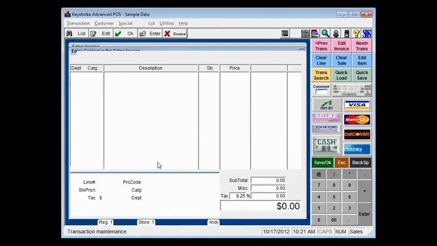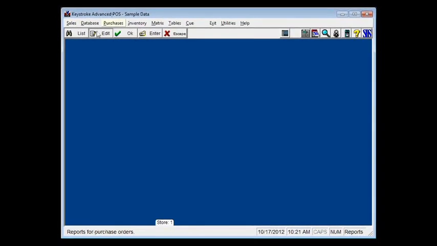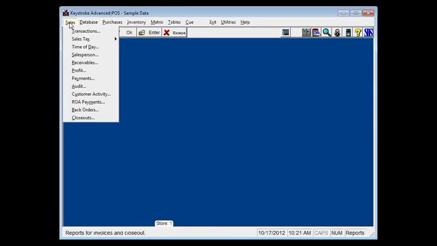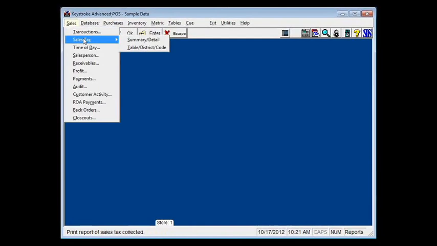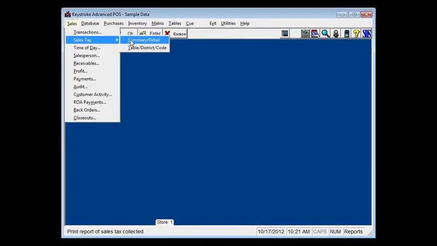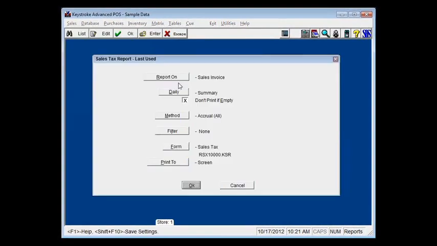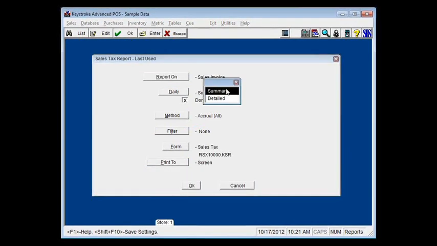Let's take a look in Report Manager now at how you can report on your sales tax. There are 2 basic ways. You can just do summary detail if all you need is your bottom dollar line of what you collected in sales tax, and you have just one of those and you remit it to the same place all the time. That's the report you're probably going to use. It's generally going to be based on sales invoices. Daily, you can do it summary or detailed.